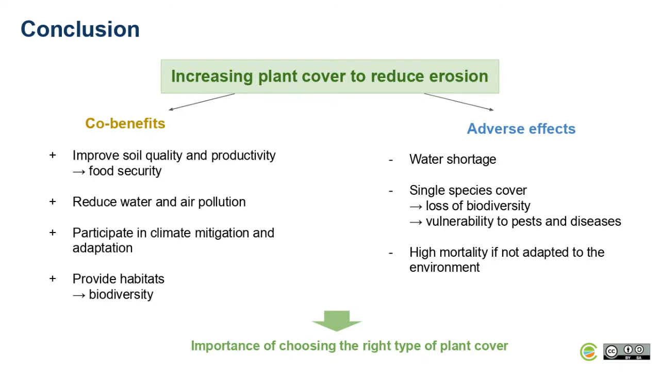But it also has adverse effects that we need to consider, such as increasing plant cover can lead to water shortage. And the use of single species cover can also lead to a loss of biodiversity or vulnerability to pests and diseases. And sometimes you can also observe a high mortality rate if the species that are introduced are not adapted to the environment. So this is why it's really important to choose the right type of plant cover for the given location and given context. So thank you for your attention.